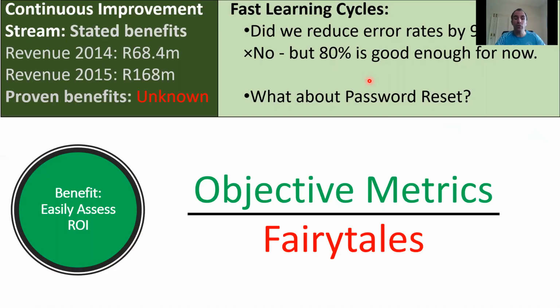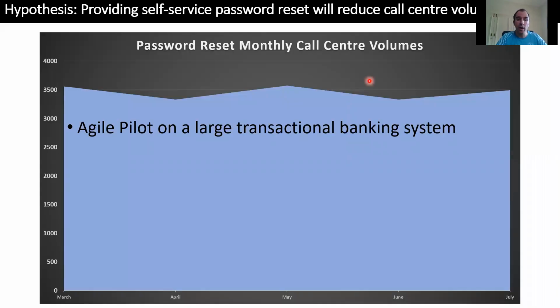Okay, so let's go to password reset now. So remember, we said password reset. Here we had our hypothesis. We got 3,500 calls to the call center a month. We want to reduce them by 90% by adding a password self-service function.